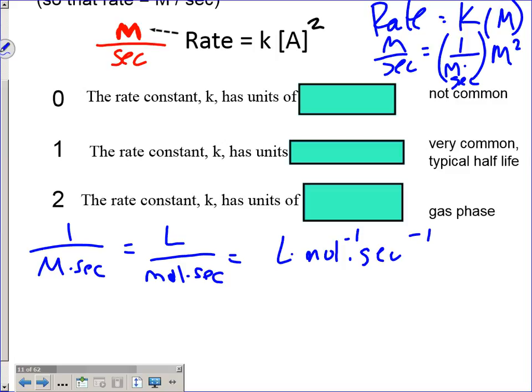Is a catalyst consumed? Not at all. So it's not truly a reactant. It's just a matchmaker, right, to bring things together. First order is very, very common. We will talk about half-life with this, like half-life of a radioactive decay.